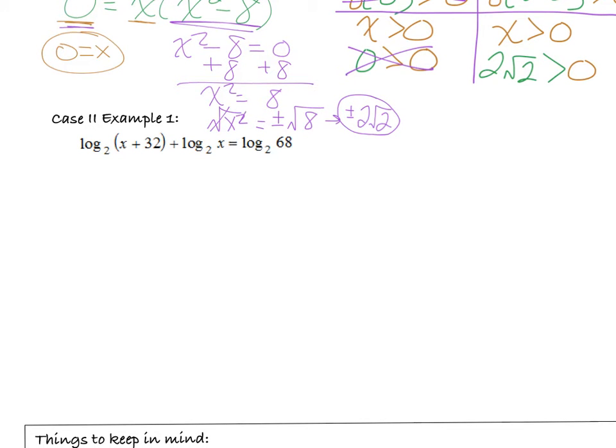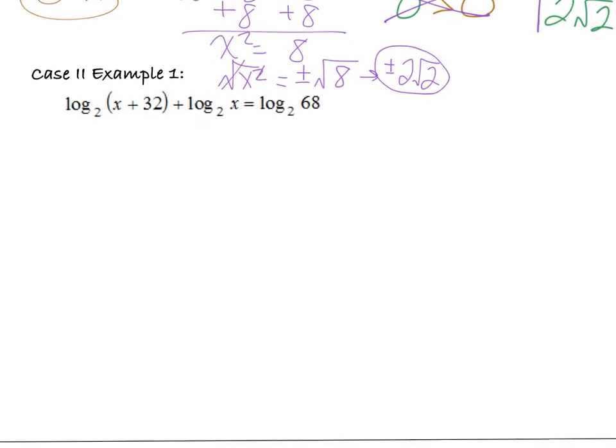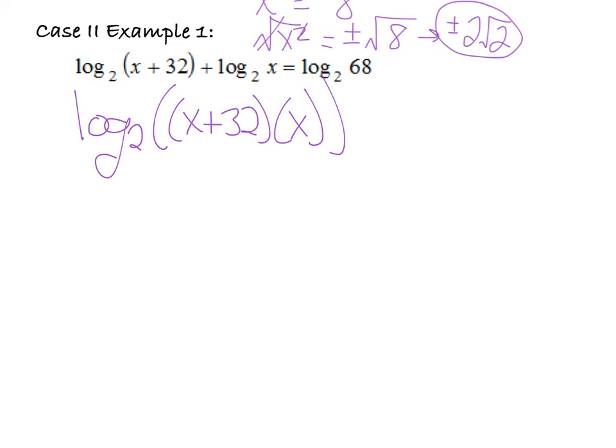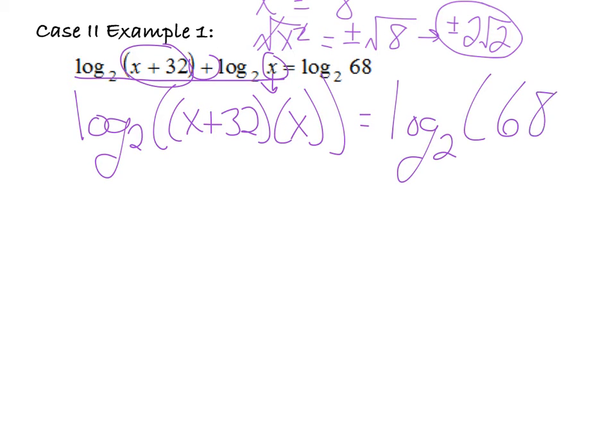The first step is to combine or condense so that we have one logarithm on each side of the equation. And since the left-hand side has a log plus a log, I can use those rules, my log properties, to combine them and have log of x plus 32 times x. That was me combining these two pieces together because this and this, since it's addition, will become multiplication. And that equals log base 2 of 68.